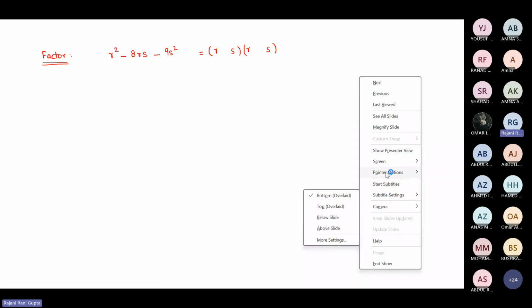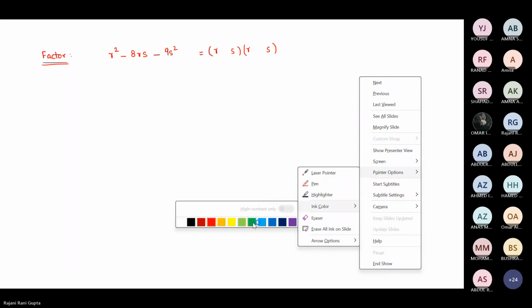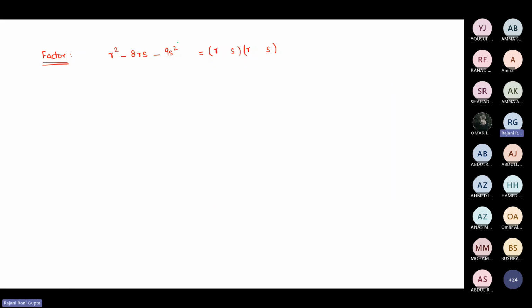So what you will do in this case? In the same way, we look for two numbers which on multiplication give you minus 9. This is the product that you need. And you want them to add up to minus 8. So how you get minus 9? The options are minus 9 into 1, 9 into minus 1, 3 into minus 3, right? These are the only options that we have.